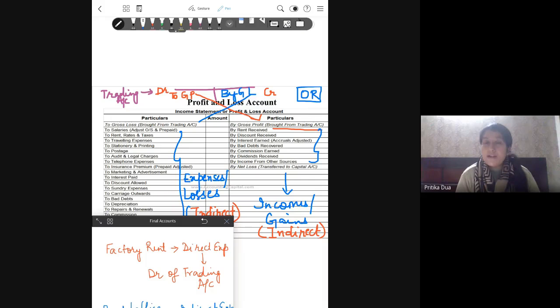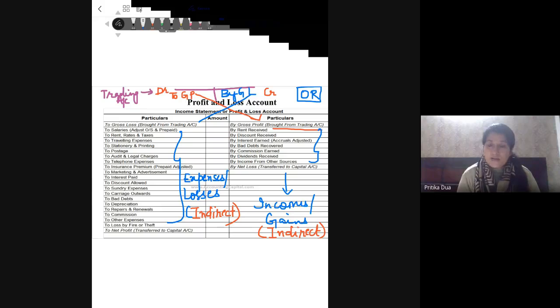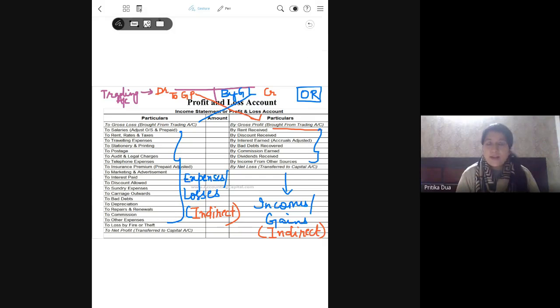Telephone expenses, any communication expenses which the business is incurring. Next is insurance premium. Now, if you have covered your business against the risk of loss through a contract of insurance, then the premium which you are paying on it is again part of the indirect expenses of the business. Next, marketing and advertisement. Marketing is done to publicize your business, to create visibility for the business. It is an indirect expense.